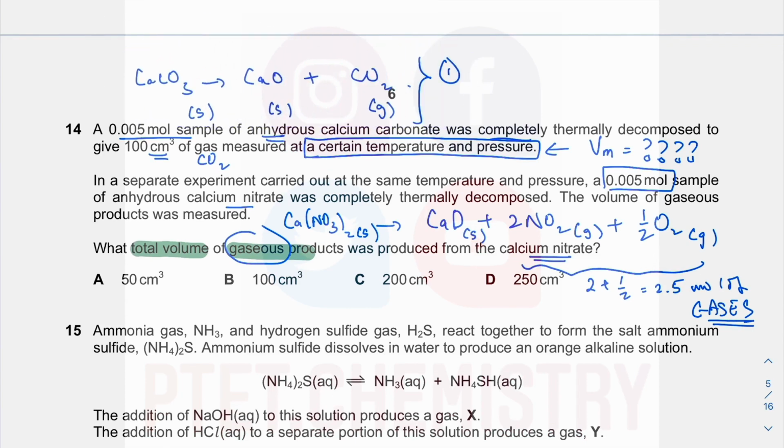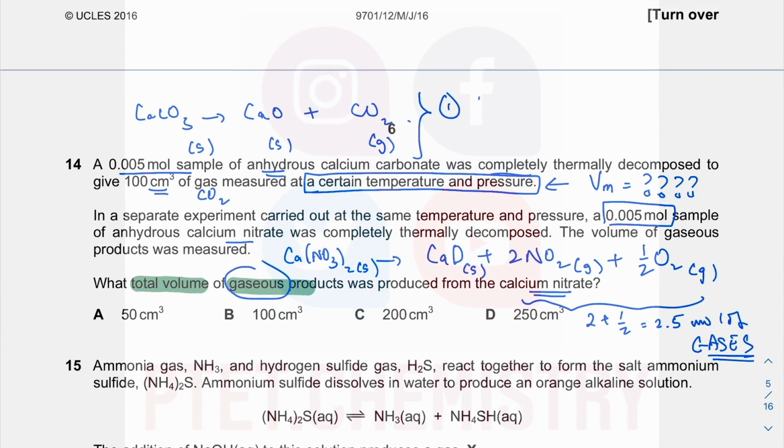So what does that tell us? So we know the mole of CO2. We know the mole of CO2 is to the mole of calcium carbonate. It's just 1:1. The volume of CO2 is 100 cm³, but I want the molar volume.